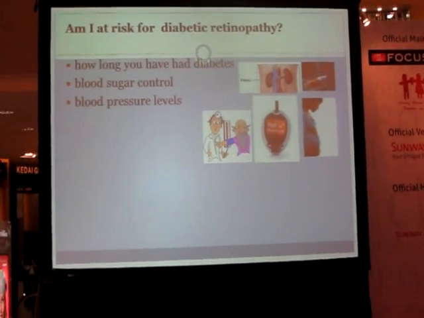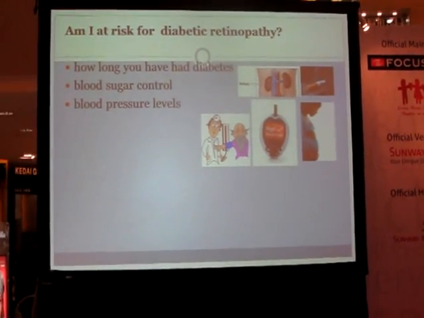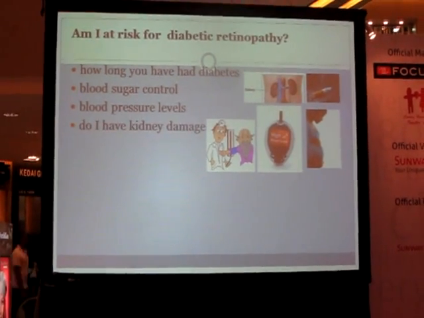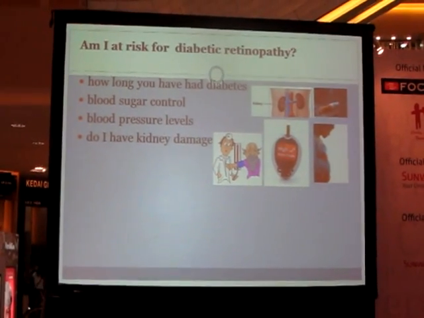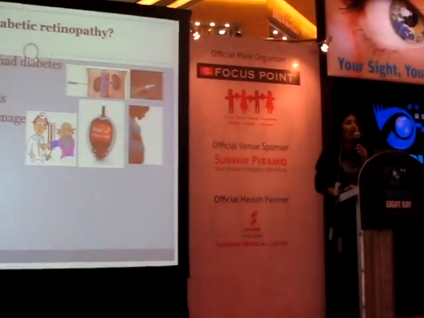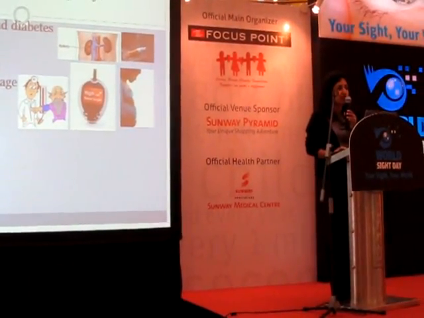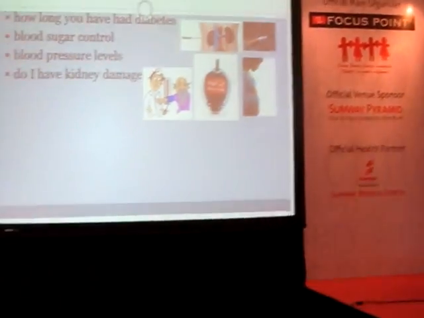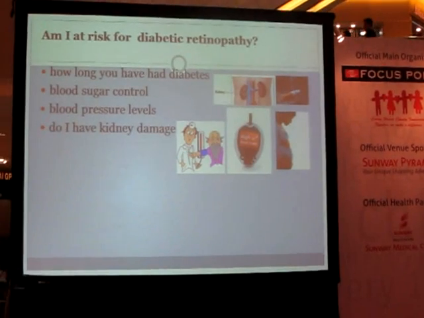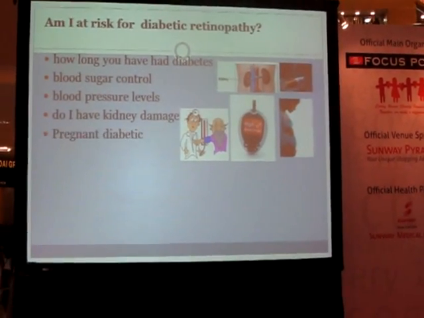Thirdly, blood pressure control is also important, because people who have diabetes usually have high blood pressure as well. Then, do you have any kidney damage? Because when the kidneys get damaged, usually the eyes also get damaged together. So when you see your doctor for diabetes, if they tell you there's some kidney damage, make sure you ask to have your eyes checked as well.